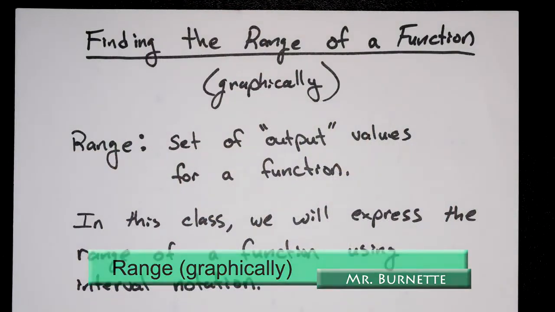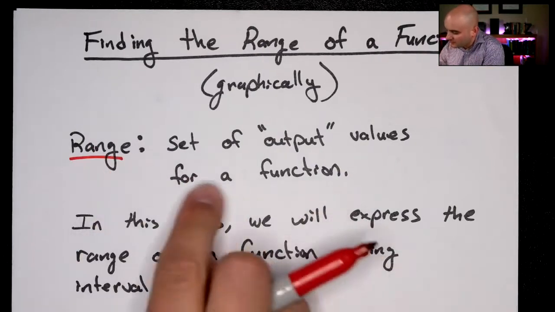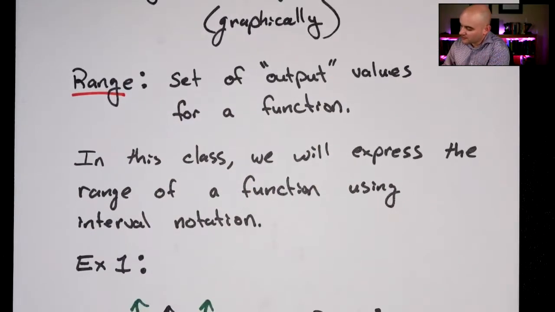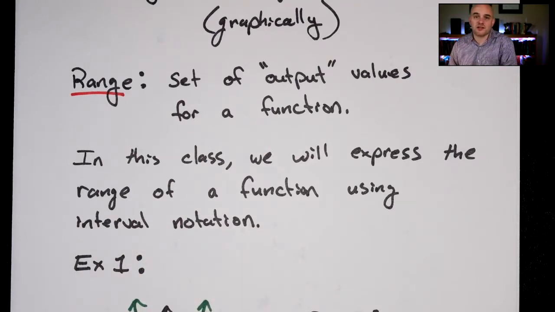So, the range of a function is the set of output values for a function. In this class, we express range of a function using interval notation. So just like before with domain, we're going to use the same thing for range. If you don't know what interval notation is, go back and watch my video on interval notation. And I want to remind you as we write these out, we go from bottom up pretty much with range. So lower numbers to higher numbers. So negative infinity to infinity is the way we list them, just like we do with domain.